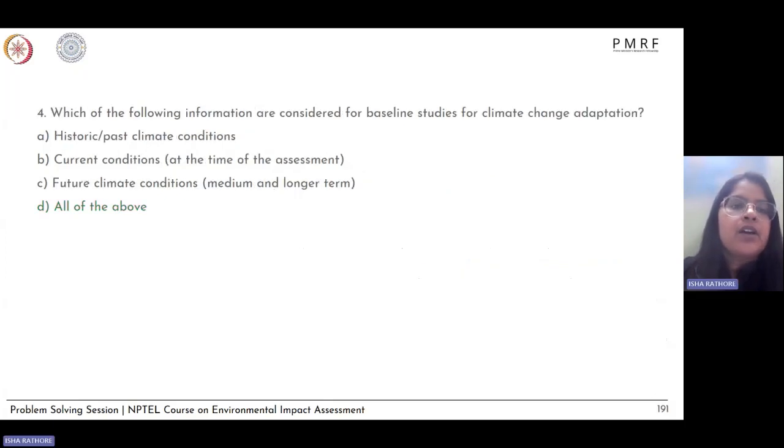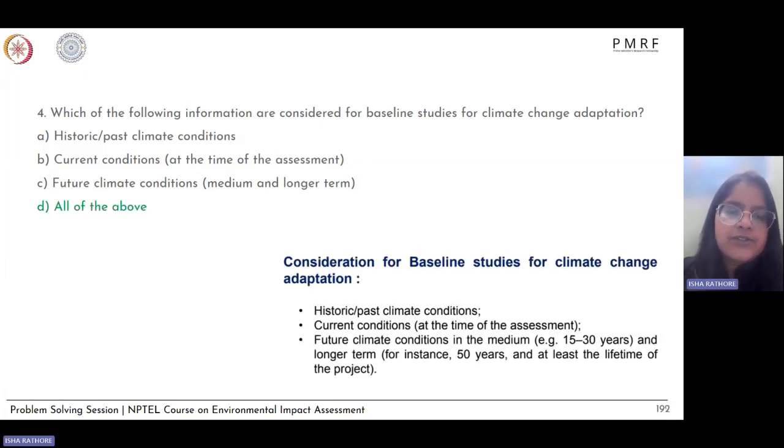Moving on, which of the following information are considered for baseline studies for climate change adaptation? A, historic or past climate conditions. B, current conditions at the time of the assessment. C, future climatic conditions, medium and longer term. Or D, all of the above. So D, all of the above is the correct answer. We consider all of the options, that is historic, past conditions, current conditions, and future conditions for doing baseline studies for climate change adaptation. So D, all of the above is the correct answer.